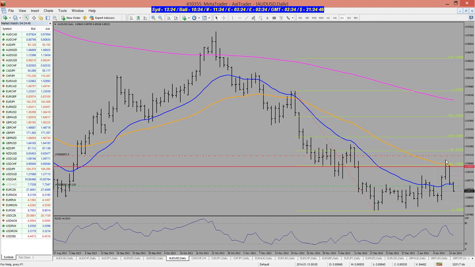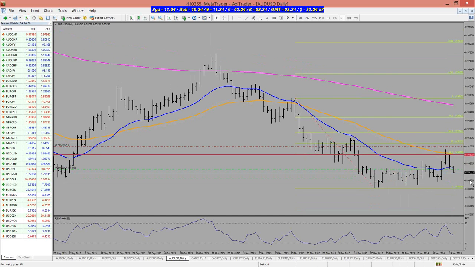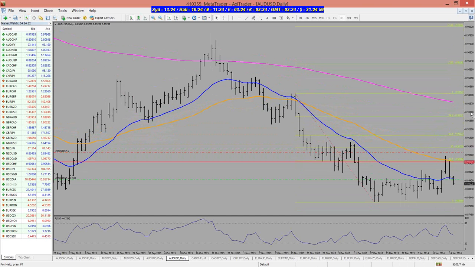My stop's just above 91 cents. We had this swing high, a lower high, lower low, and we're looking to take this short. Don't know if I've got a target on it. I don't.